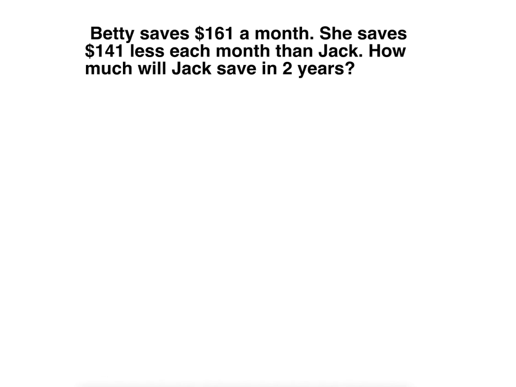The last problem we're going to look at is just finding the relationships, and these shouldn't be too difficult, but you have to be able to make sure you interpret words correctly. Betty saves $161 a month. She saves $141 less each month than Jack. So if you're going to put Betty next to Jack, who should be bigger, Betty or Jack? That's the first thing I'm going to think, well, Jack should be bigger because Betty is $141 less than Jack. So Jack must be $141 more than Betty.